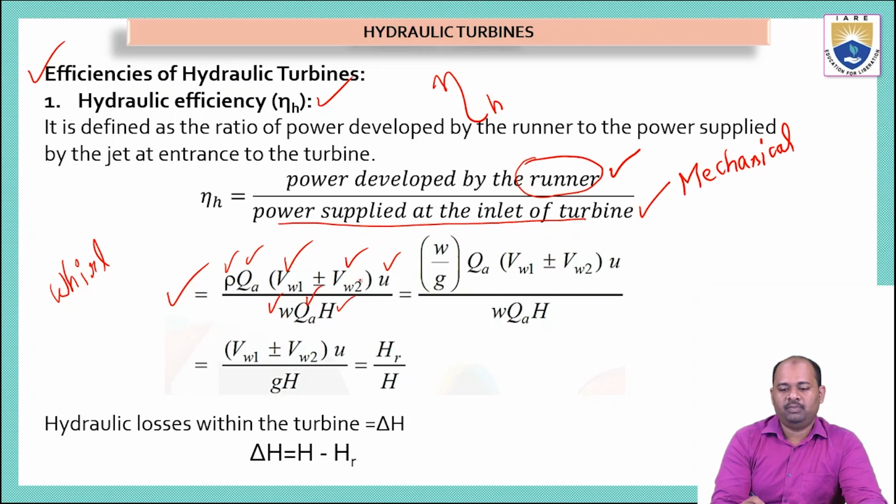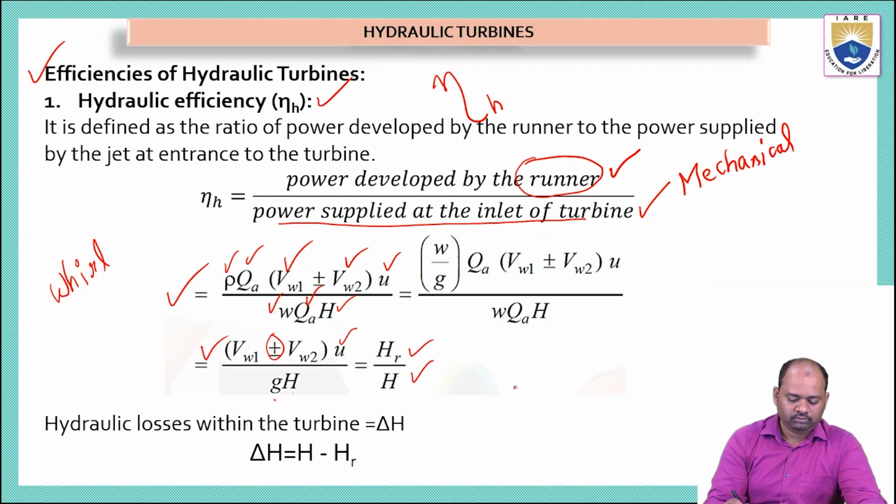When we use this formula, the numerator is the power developed inside the runner, and the denominator is the power supplied at the turbine. Now we have simplified this formula, and finally we get VW1 plus or minus VW2. Why do we have plus or minus here? Depending on the turbine, we will change the sign as positive or negative. So VW1 plus VW2 multiplied by the velocity of the water, divided by G into H. G stands for gravity and H stands for head of the water. And finally, we will get HR divided by H.